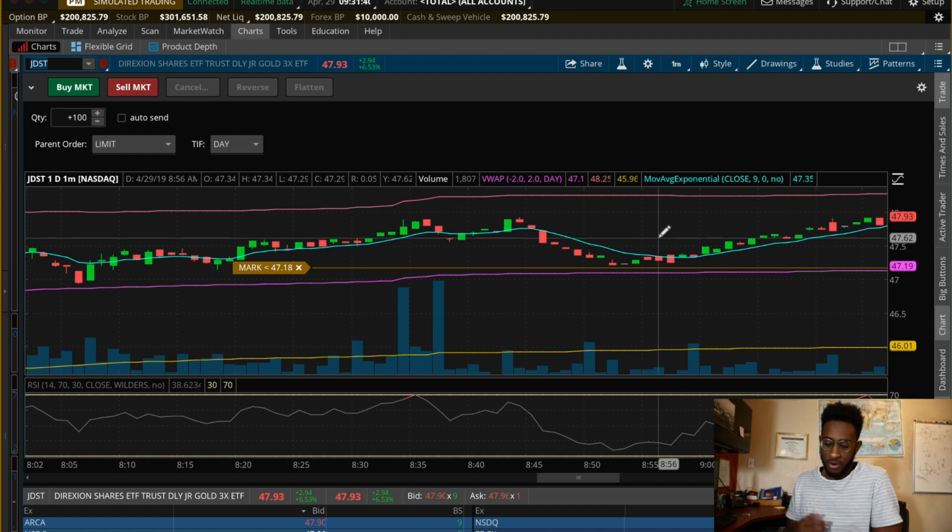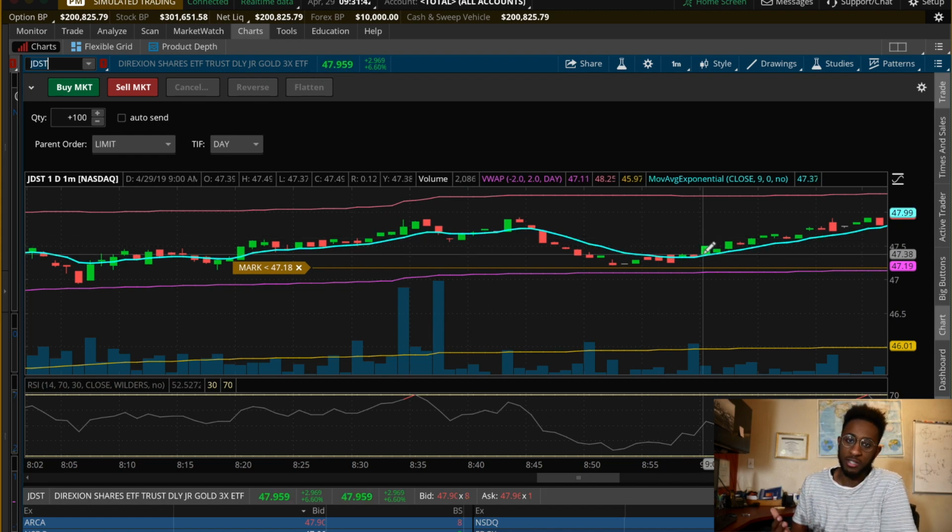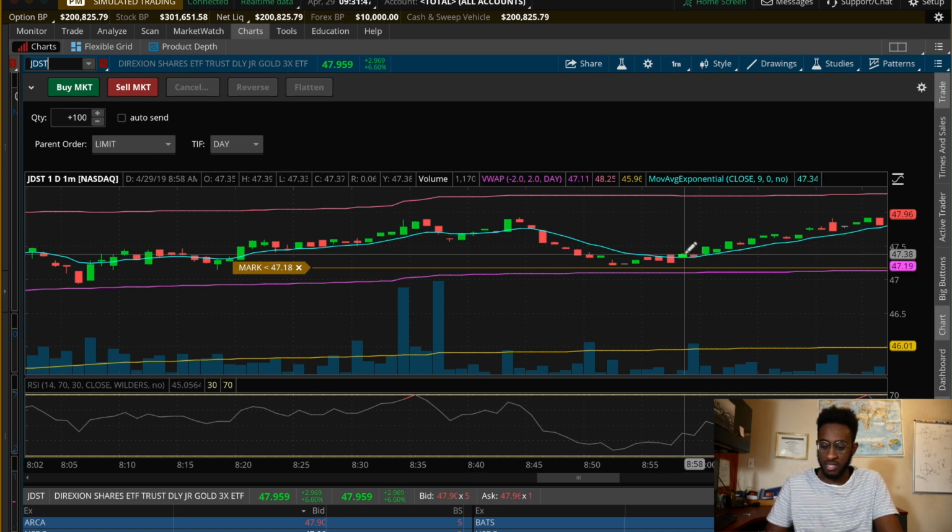And I waited for confirmation. That confirmation basically is I'm waiting for it to cross over the 9-day EMA. That shows that it's starting to make higher highs, essentially, because it's been making lower lows, and I don't want to get caught in this lower low and have it keep going down. So I waited for confirmation, bought at about 47.40, 47.39, something like that.